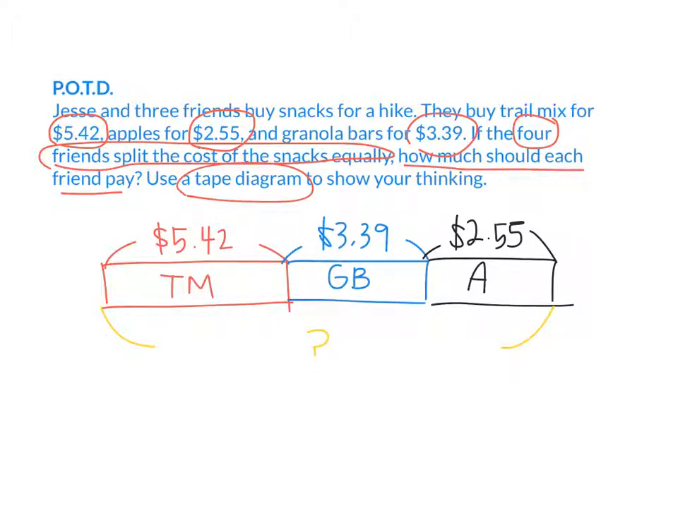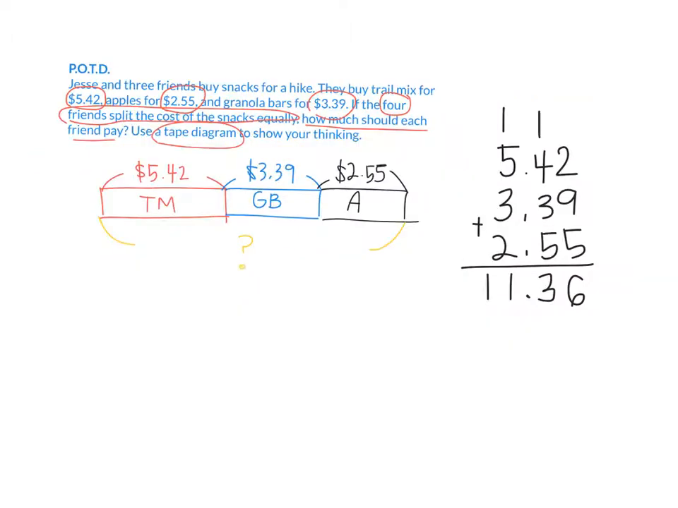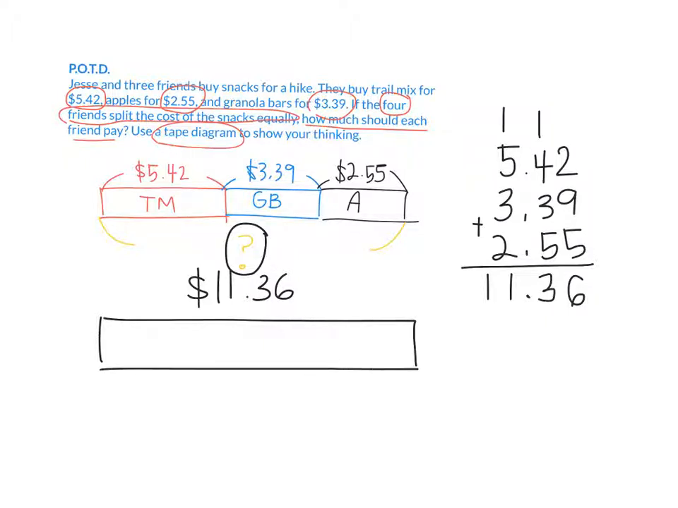How can I figure out how much money they paid all together? Wouldn't I have to add up $5.42, $3.39, and $2.55 to find out how much they paid all together? Okay, go ahead and do that. So when we add it together, we can see that the total cost of all the snacks was $11.36. What I can do is I can show this new bar that's exactly the same size as all 3 snacks as being $11.36. Do you agree? How many friends are sharing that cost? So I have to take that number, $11.36, and divide it into how many equal-sized pieces? 4. So I'm going to do that.